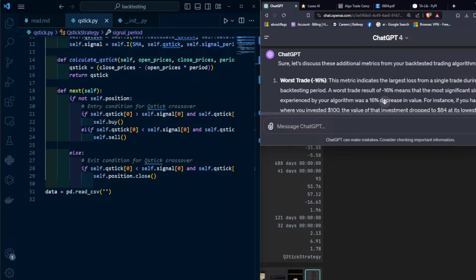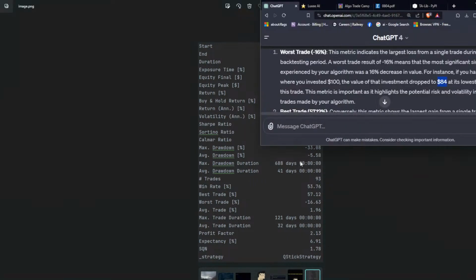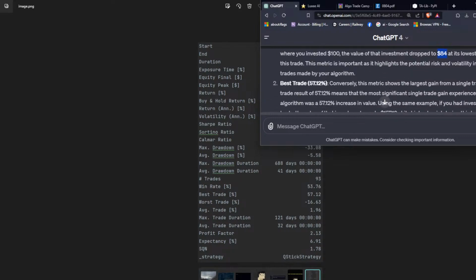Worst trade. This metric indicates the largest loss from a single trade during the backtesting period. A worst trade result of minus 16% means that the most significant single trade loss experienced by your algorithm was a 16% decrease in value. This is the worst decrease in value you got. For instance, if you had a trade where you invested $100 and the value of that investment dropped to $84, that is logical. At its lowest point during this trade, you need to focus on what each thing tells. This is at the worst point, right? It's called the worst trade. So it's dependent on which trading algorithm you're going to use, right?